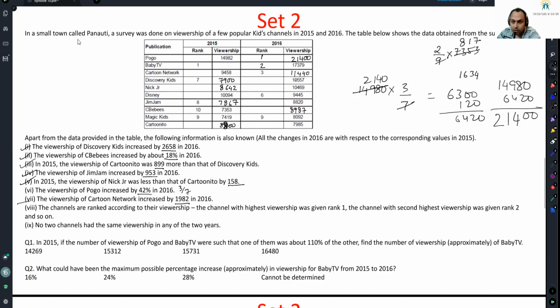15%, 2 by 9, 1600. Okay. 2 by 9 of 7383. Yes, this is what is challenging. No, I have made a terrible mistake when it comes to CBs. When it comes to CBs, I have made a terrible mistake because 2 by 9 is not 18%. It is 2 by 11, that is 18%. Okay. Such a terrible mistake.